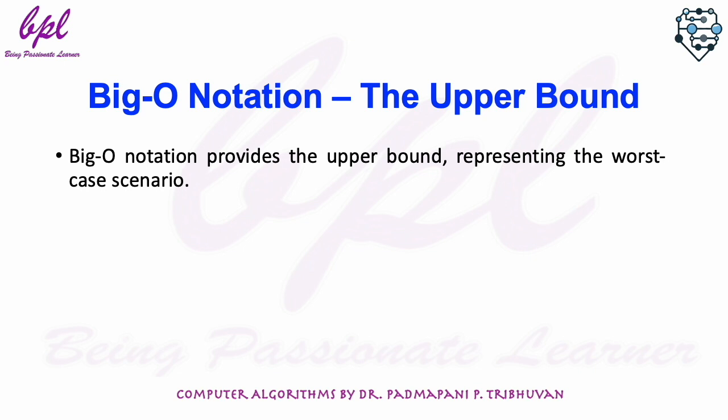Upper bound means the Big O provides a guarantee that the algorithm will never perform worse than the specified growth rate, even in the worst case scenario. It ensures that no matter the size of input, the algorithm's performance will not exceed a certain threshold. Worst case scenario refers to the slowest possible execution time or the highest space uses.